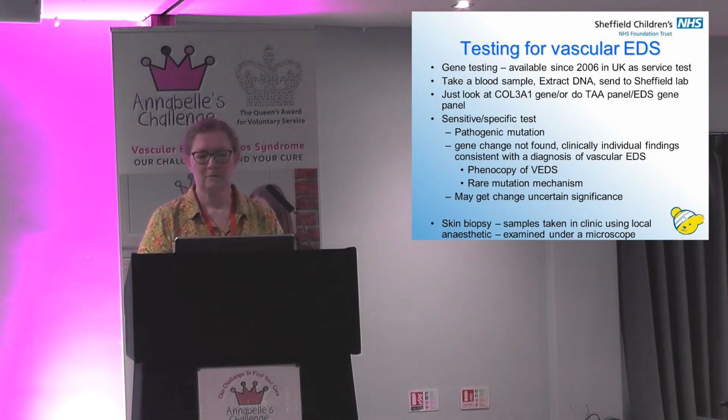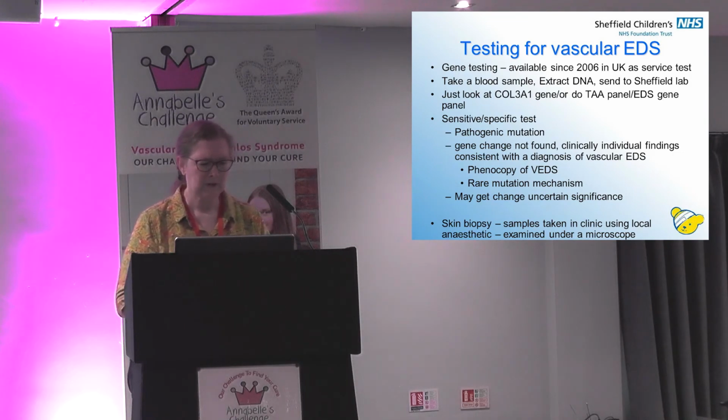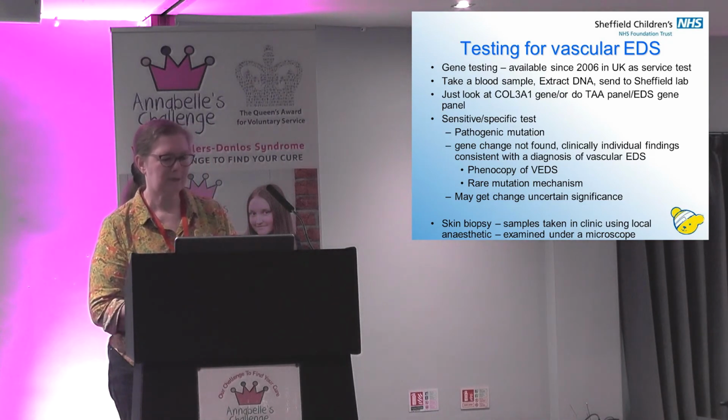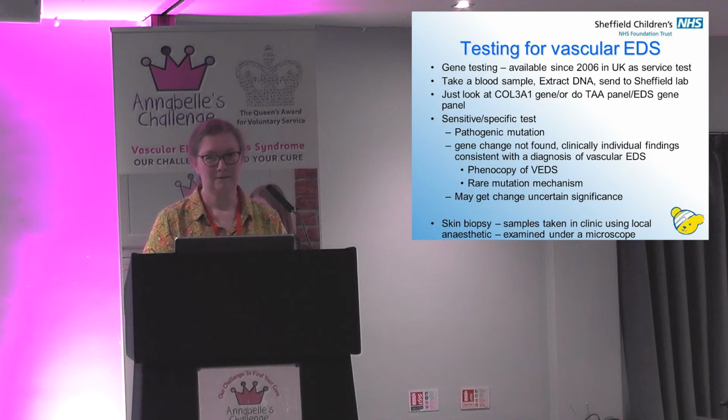Or you can do what's called a FTAA panel, which stands for familial thoracic aortic aneurysm, that has the COL3A1 gene on it. And then more recently, we now do the EDS gene panel, because that includes all 50 genes, which include all the different types of EDS and related conditions, such as Loeys-Dietz, Marfan, osteogenesis imperfecta, and so on. The COL3A1 gene is a very sensitive and specific test. It's more than 99% pickup rate, so we feel confident that we can exclude this diagnosis if someone has a negative gene test.